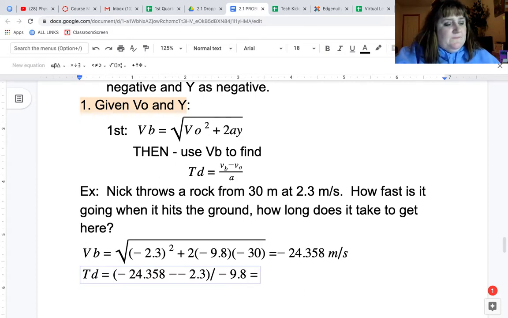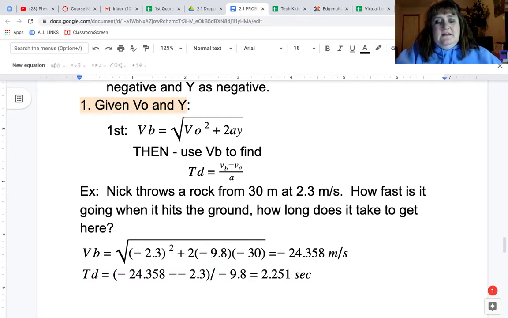All right, so put the top in parentheses, negative 24.358 minus a negative 2.3 divided by a negative 9.8 should be a positive number, 2.251 seconds. Now, that is a double rounding error, but since it's a linked question, that cannot be avoided.